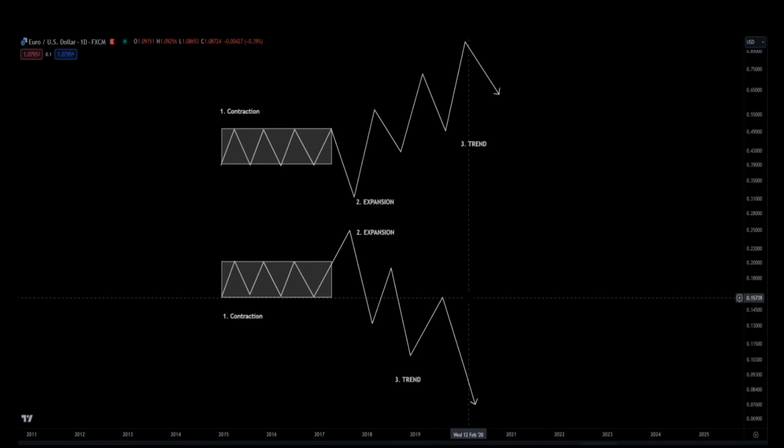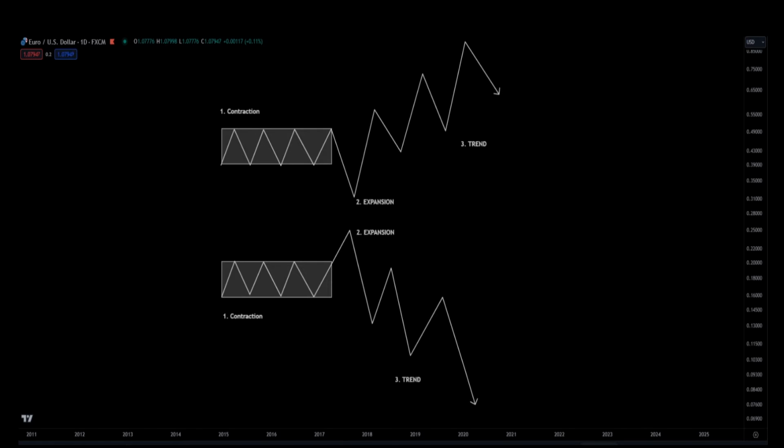In the contraction phase, prices exhibit relatively low volatility and tend to trade within a narrow range. On the chart, this appears as a period of consolidation characterized by horizontal price movement. The price may form a base or a range-bound pattern as institutional traders accumulate positions.